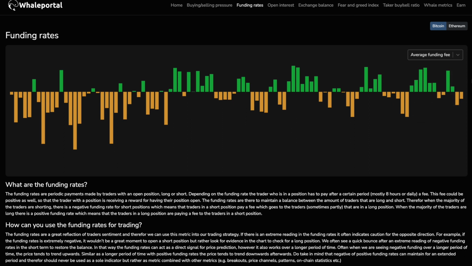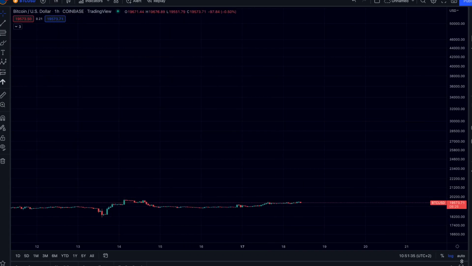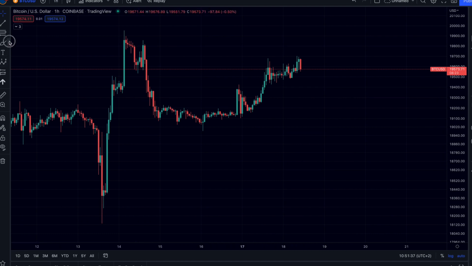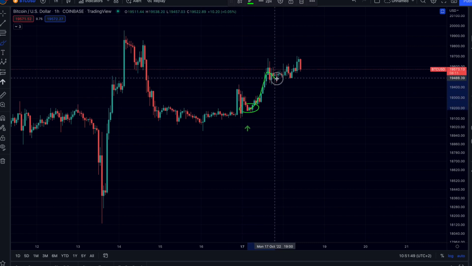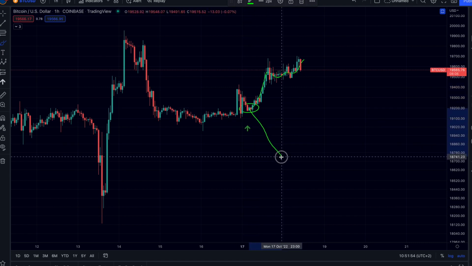Let's take the last example right here. The funding rates turned negative on the 18th of October 2022 at 2 o'clock in the night. Let's have a look at what happened with Bitcoin at that moment. Then we go to the 1 hour time frame, make the chart a little bit bigger, and then I make an arrow at 2 o'clock in the night. That is right here. As you can see, after these funding rates turned negative, we saw the price going up, because the majority of the people were shorting Bitcoin, expecting the price to come down.